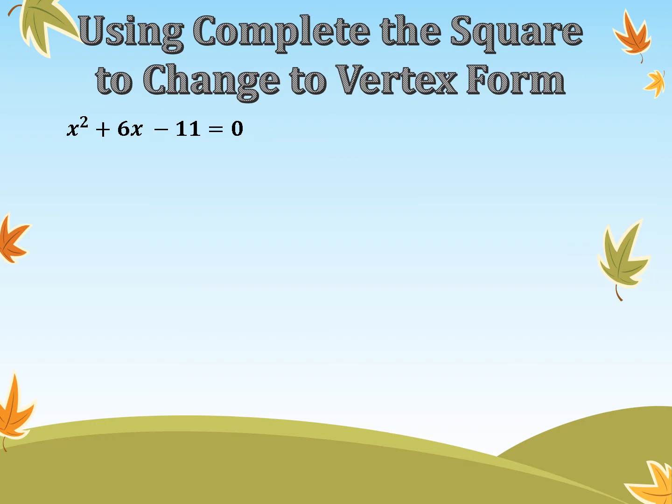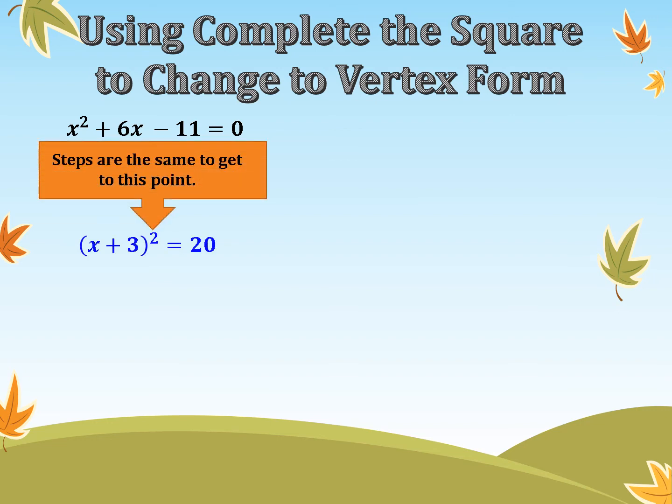Now, let's look at this. What if they ask me to complete the square to change to vertex form? What if they say use completing the square to change standard form to vertex form? Well, guess what? The steps are the same to get to x plus 3 squared equals 20. So all the steps that we did on that slide before to get to x plus 3 squared equals 20, you do the same steps.